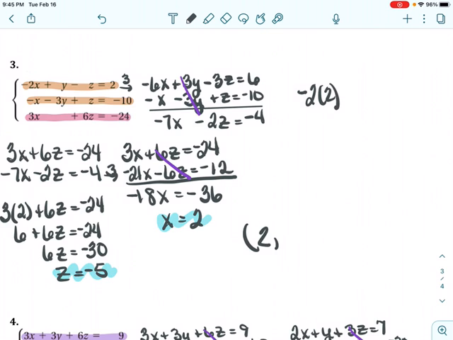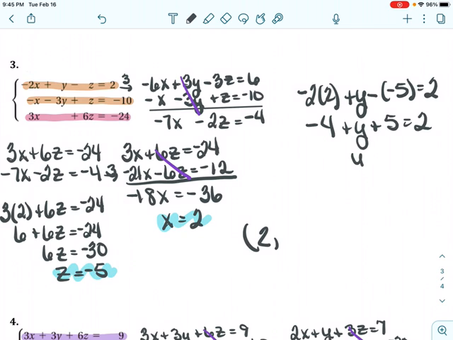Okay, that's right. Plus y minus negative 5, because z is negative 5, equals 2. There we go. All right, so negative 4 plus y plus 5 is equal to 2. So y plus 1 is equal to 2. Subtract 1, y is 1. That makes more sense. All right, so 1 and then negative 5. There we go. All right, pause the video, try the next one on your own.